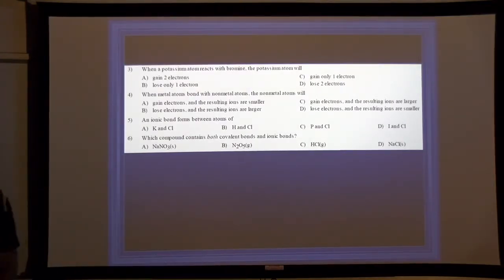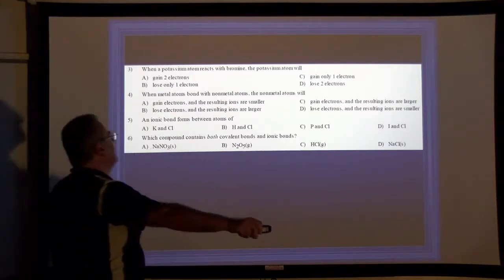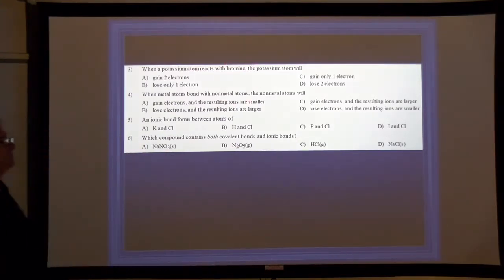So let's continue our review. It says when a potassium atom reacts with bromine. Remember, potassium's on the left side of the periodic table, it's a metal, and bromine's on the right side of the periodic table, it's a nonmetal, right? So what's going to happen to the potassium atom? Oh, you're going to have a vote. I'm not going to continue until you have a vote. Just put up a finger and tell me which one.